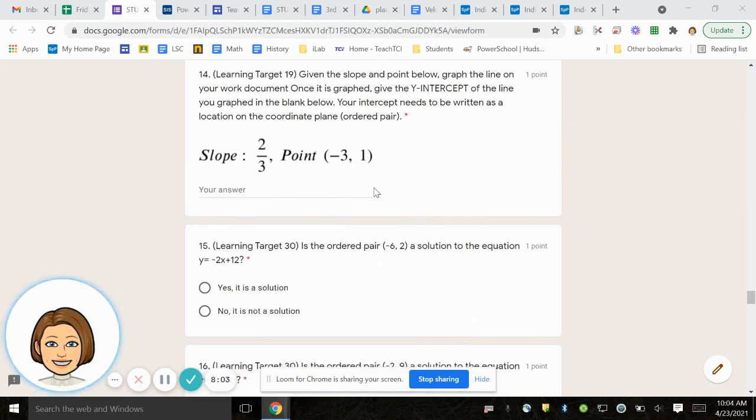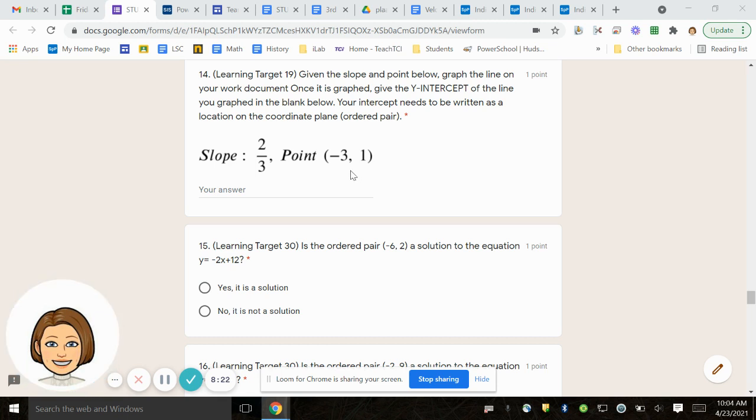Number 14, you're going to graph the information below. Given the slope and point below, graph the line on your work document. Once it is graphed, give the y-intercept of the line you graphed in the blank below. Your intercept needs to be written as a location on the coordinate plane.